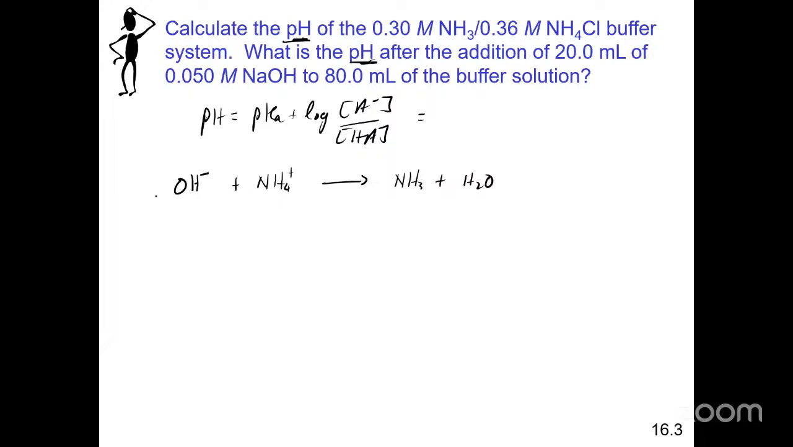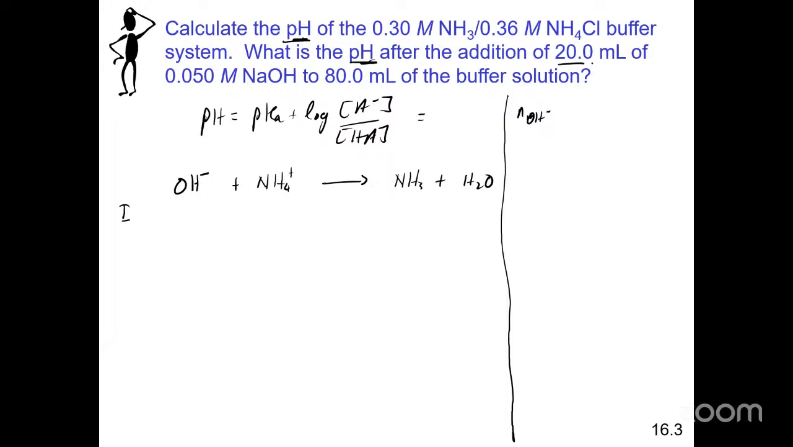So what we need to do first is find out how much ammonium and ammonia base is present initially, right? Now, how do we find that out? Well, we have to do some calculations here. Let me draw a line here so I can do it by itself. Okay, first thing we need to find out is the number of moles of OH minus added.